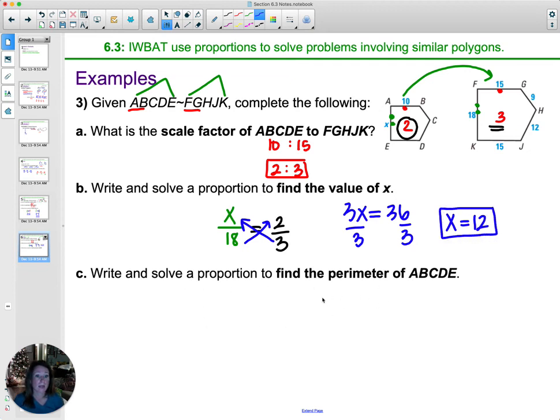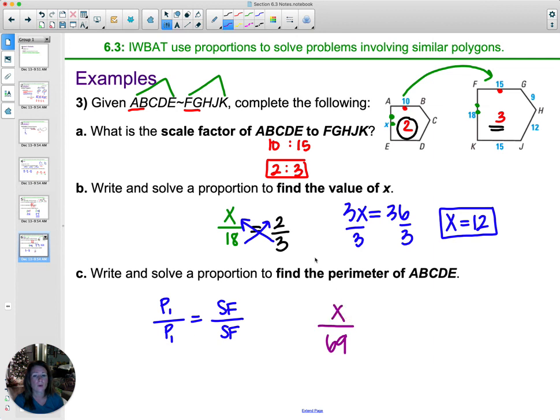All right, then we want to write and solve a proportion to find the perimeter. So remember, the perimeter of one shape compared to the perimeter of the other shape is going to equal the scale factor. So it's going to equal that scale factor ratio, which we already know is 2 to 3. So we just need the perimeter of this second shape over here because it has all the sides filled in. So instead of having to solve for each of these, we can just add these up. So what do we get? 10, 20, 30, 40, 50, 69 for that one. So the perimeter of that second shape is 69 units.